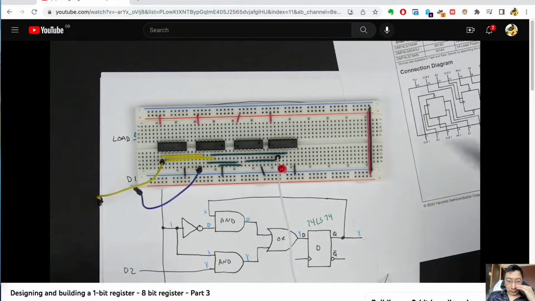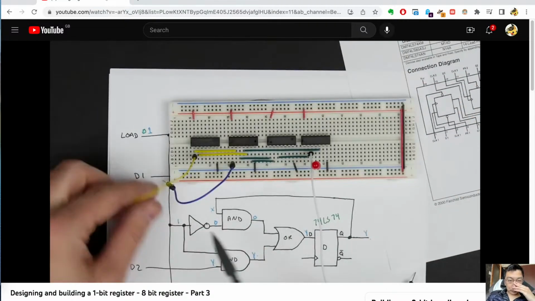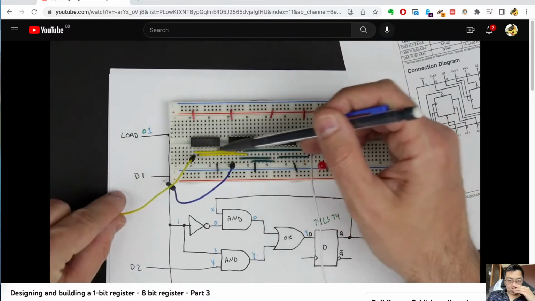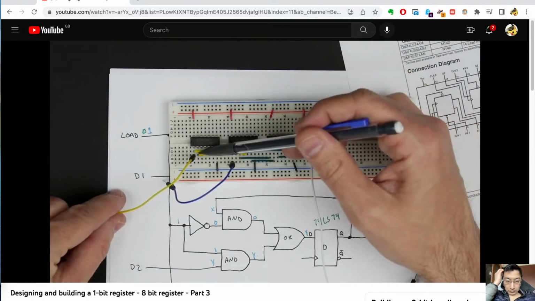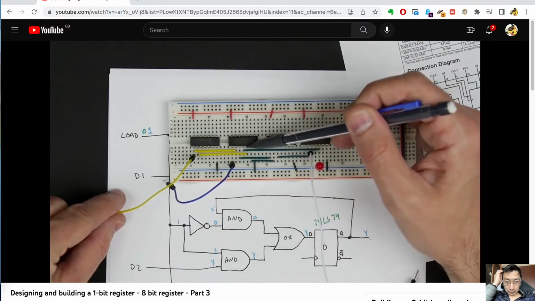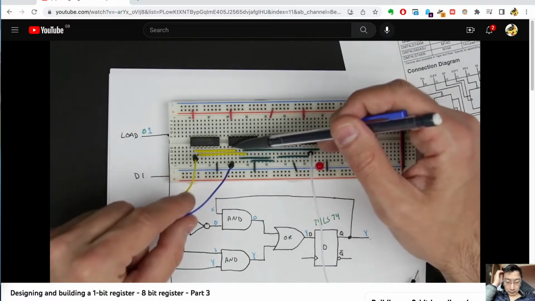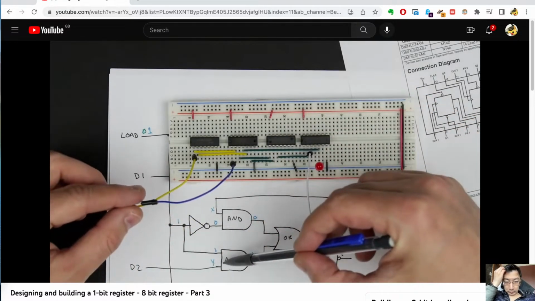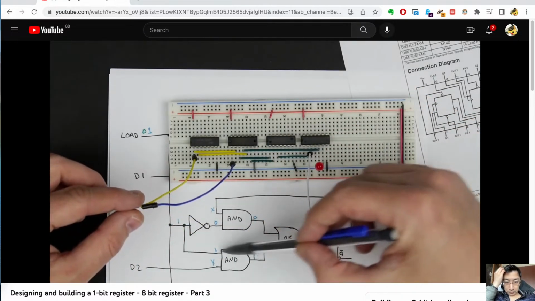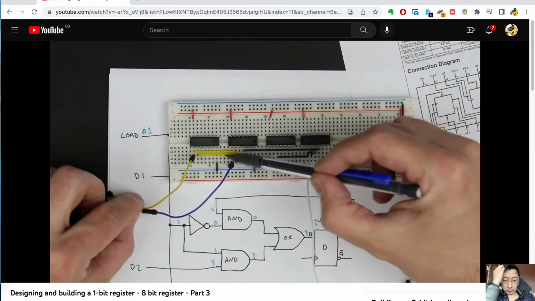And so what's going on here is we've got our load input. That's this yellow wire here. And so we have that load input going into one AND gate, and then we have the inverted version of that load input going into the other AND gate. And the other input of the first AND gate is our connection to our bus. This is our data input here. And so that's going into the same AND gate as the non-inverted load.